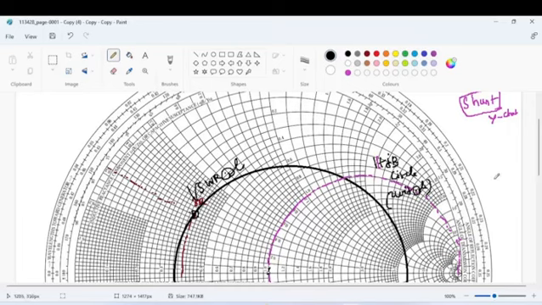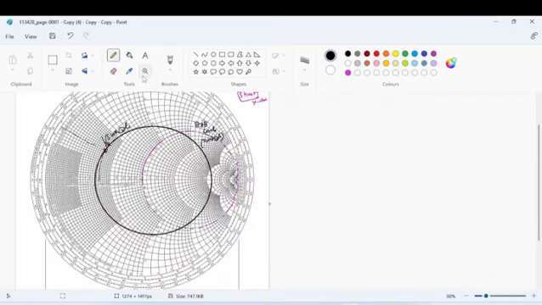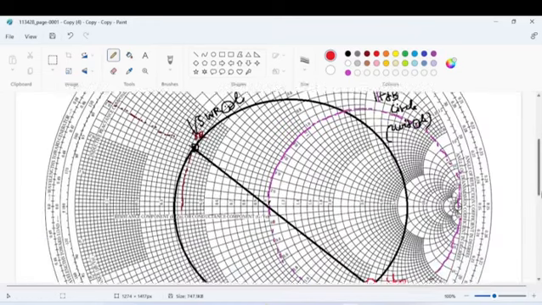Now after this, what will we do? From the point yL, towards the center, draw a straight line like this. At some point this straight line intersects the VSWR circle. This point is known as yL.